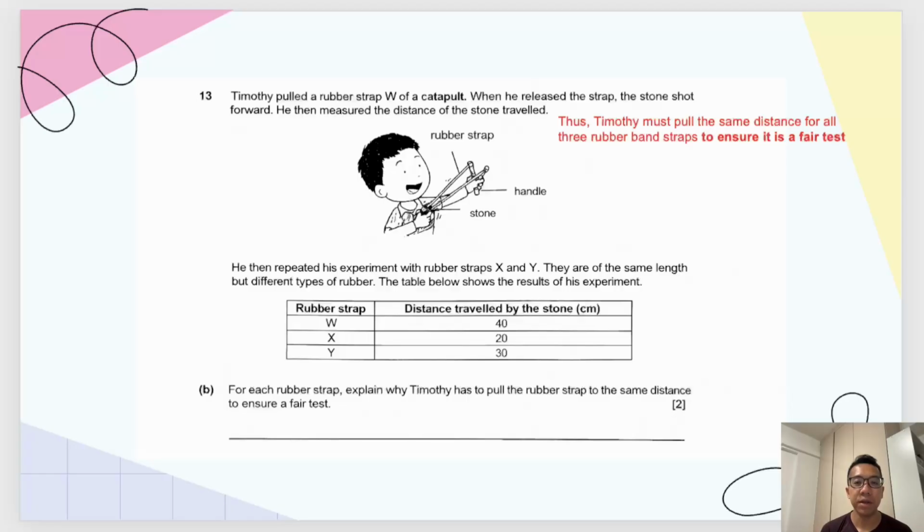One thing to keep in mind for all future science experiments that you do, you have to make sure that everything else needs to stay the same as well. So for Timothy to make this an even more accurate test, he needs to ensure that the angle of the catapult itself is also the same for all three rubber straps. He also needs to use the same stone for all three rubber straps, and as mentioned earlier, Timothy actually needs to pull the strap the same distance for all three rubber straps as well.